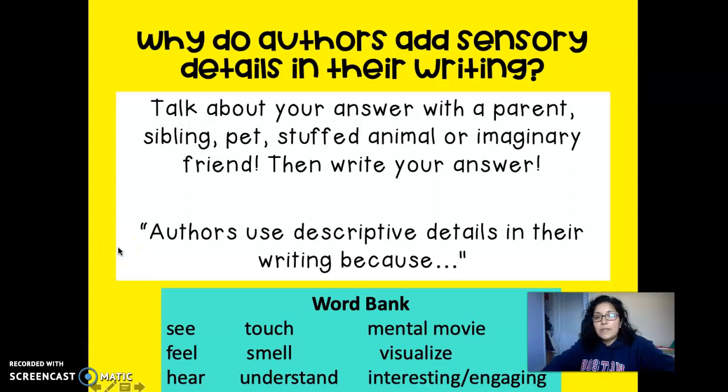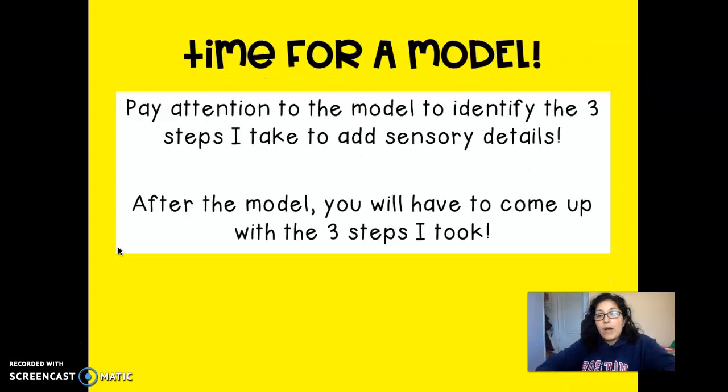Okay, if you said something about how sensory details help your reader really visualize and understand what you wrote, or that sensory details make writing more interesting, then you did a good job. Okay, so now I'm going to model adding sensory details to my writing. I want you to pay attention to the 3 steps that I'm going to take to add sensory details, because you're going to have to answer what are the 3 steps that I take.